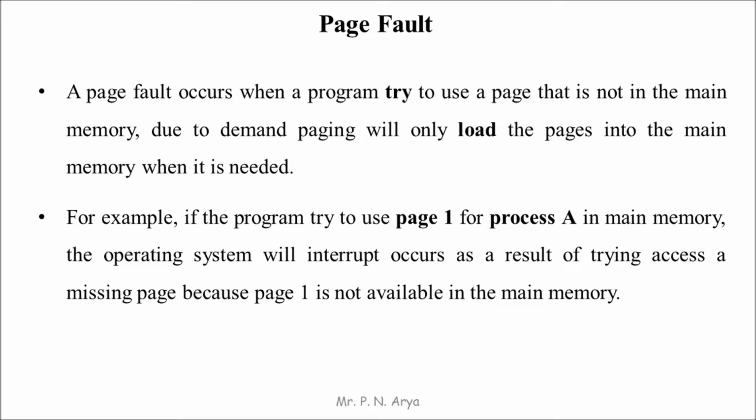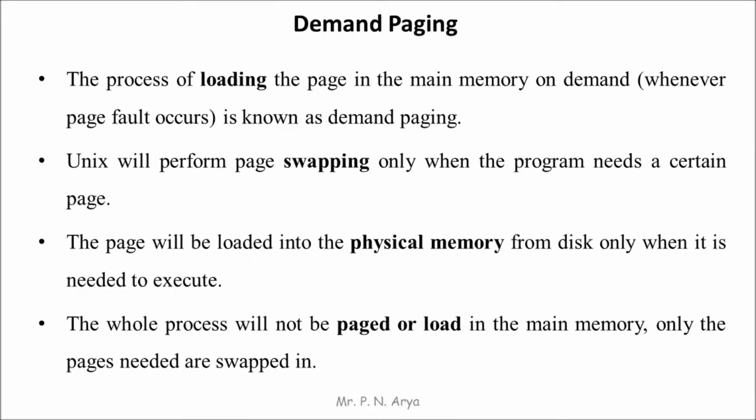main memory. So why does the page fault occur? Because that particular page is not available in the main memory, so the page will be loaded from secondary memory to the primary memory. That is what we call a page fault. And demand paging is the process of loading the page into the main memory on demand. So whenever a page fault occurs, it is known as demand paging.